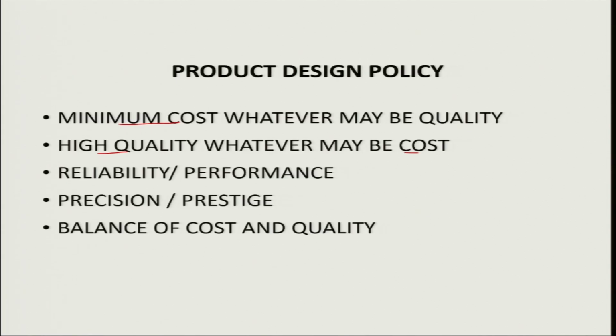In the case of cars, we can say that its performance is very good, mileage is very good, or like that. When we say minimum cost, whatever may be the quality, maybe the Tata Nano car is one example in the recent past. They said that we want to launch a car which poor persons or lower income group people can also afford. So, that is the target for the design team to produce.